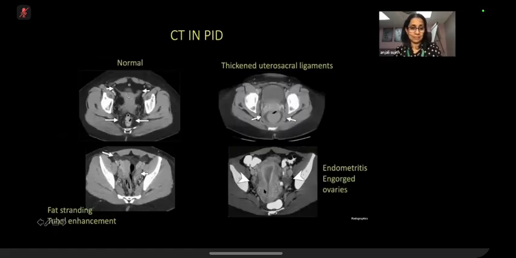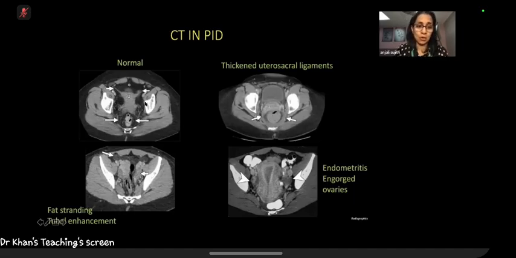CT in PID: most often these patients in acute pain end up on an ultrasound list or on your CT hot list, so it is important to be aware of the findings of PID on a CT. This is a normal appearance where you can see clear, flat pelvic fat. There is no fat stranding. And these structures which we have pointed out are the paired uterosacral ligaments.